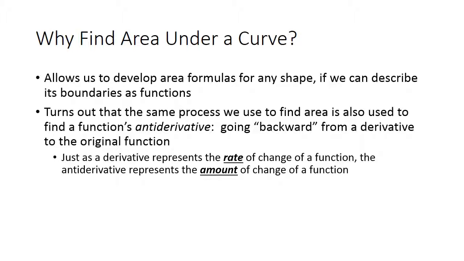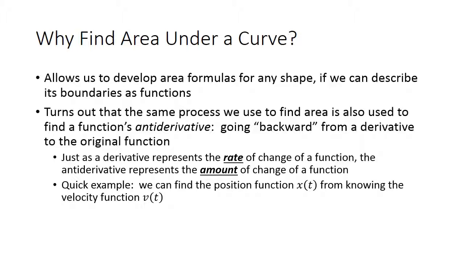Well, just as a derivative represents the rate of change of a function, the antiderivative represents the amount of change of a function. And so we've explored for several months now how to go from a function to its derivative to find out how fast it's changing. And now what we can do is start with the derivative of a function and determine how much the original function is changing. So for example, if we know the velocity function v of t, we can find out how much the position is changing, x of t, by using integration.